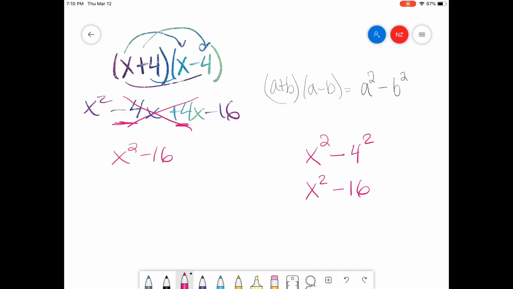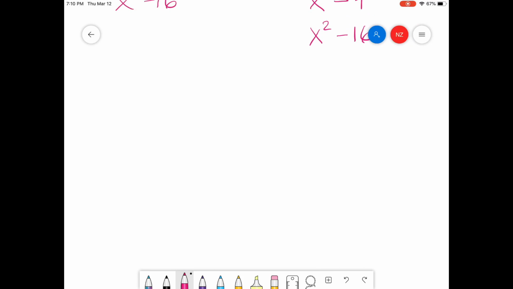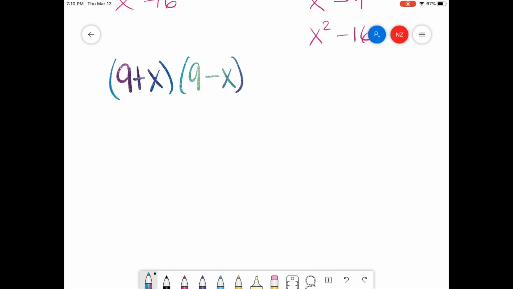Okay, so let's take a look at another example. Let's say I have something like 9 plus x, and then I have 9 minus x. Okay, so they're the same a value, 9 and 9, and then the same b value, x and x, and then I have a plus sign and a minus sign. So if I FOIL this out, I have 9 times 9, which is 81. Then I have negative 9x, and then I have plus 9x, and then I have negative x squared.